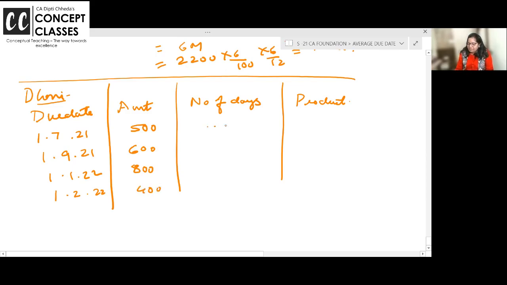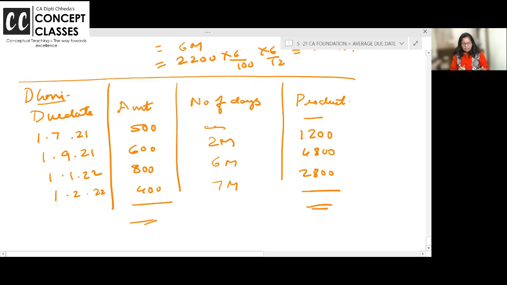Now the number of days from the base date. 1st July to 1st September: July, August, and it's 1st September, so just 2 months. July to January: July, August, September, October, November, December, 6 months. January will not be taken because it's 1st of January. 1st of February will be 1 month extra, 7 months. So now calculate the products: 1200, 4800, 2800.